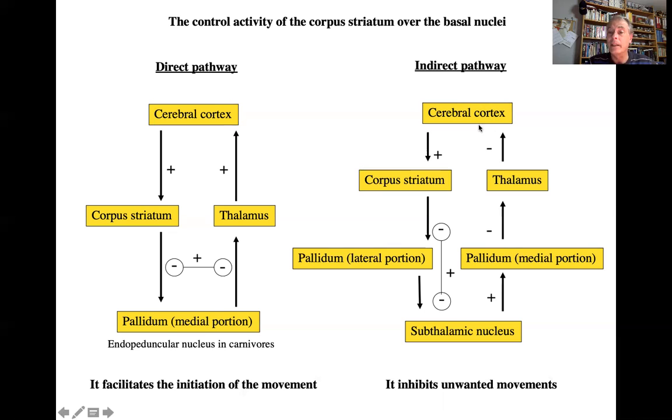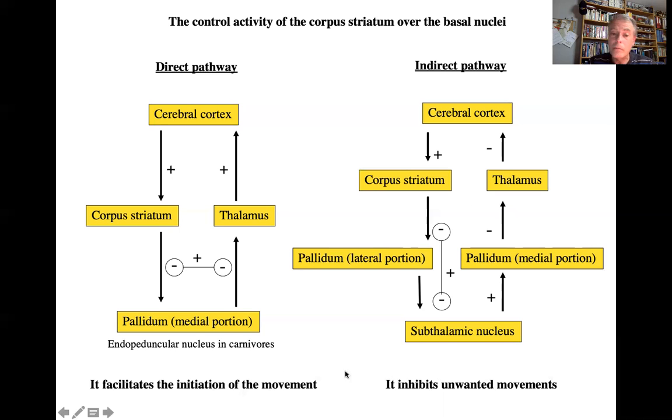However, in the indirect pathway, the cerebral cortex has an excitatory projection over the corpus striatum, and as we know, the corpus striatum has an inhibitory action over the pallidum, in this case the lateral portion, and the lateral portion of the pallidum inhibits the subthalamic nucleus. So what is going to happen? Again, inhibition of an inhibition, we end up in an activation. So the subthalamic nucleus is activated now, and it activates the medial portion of the pallidum. And as this one is inhibitory over the thalamus, we inhibit the activity of the cerebral cortex.